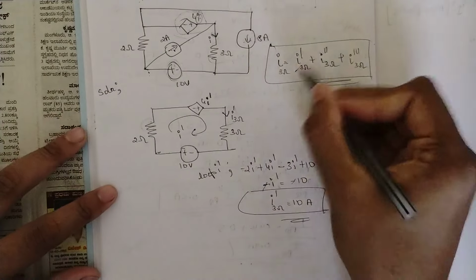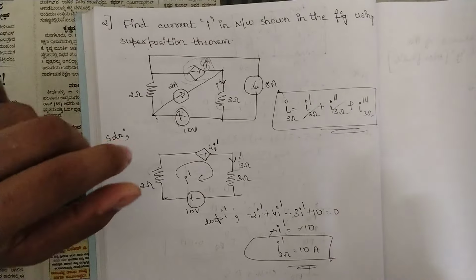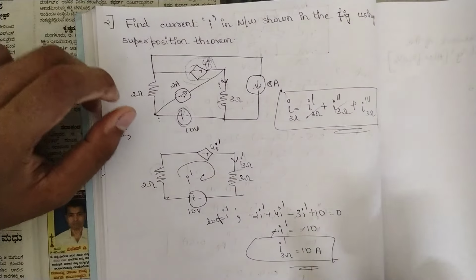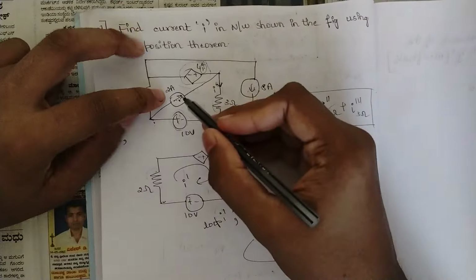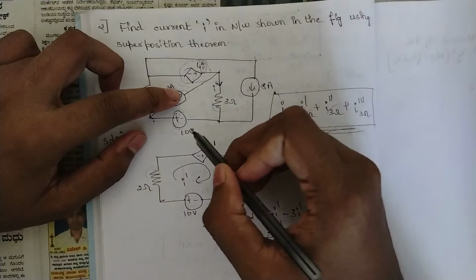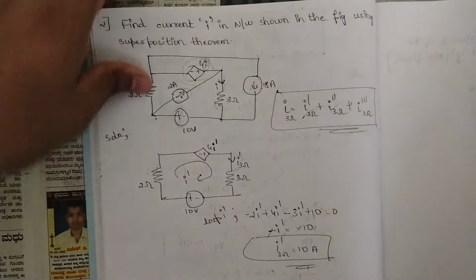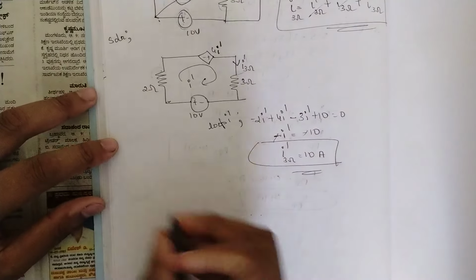So now this is done. Now we should be calculating I double dash of 3 ohm by considering any one of the sources and eliminating the other two sources. So now in this case, I am keeping this current source and eliminating these two sources, that is one voltage source and one current source. Okay, so I'm keeping this source now. That is the second step.